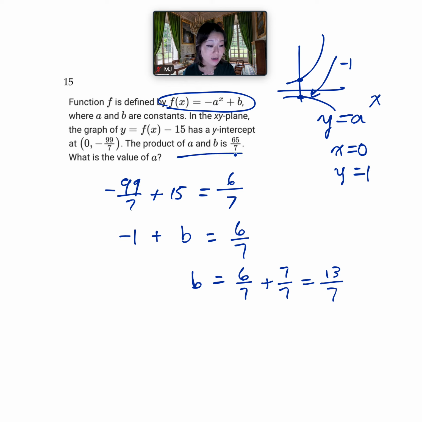We know that a times b is going to be 65 over 7. So we're going to go ahead and do a times that 13 over 7 that we got for b, equals 65 over 7, and with a little bit of calculator, we get a equals 5.